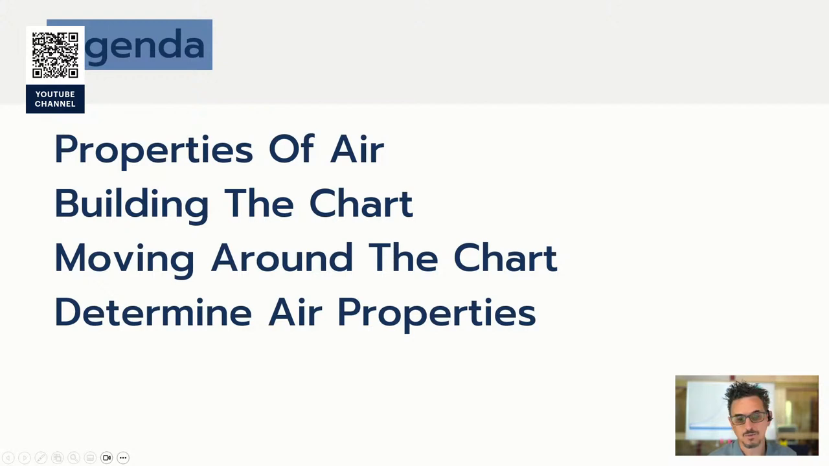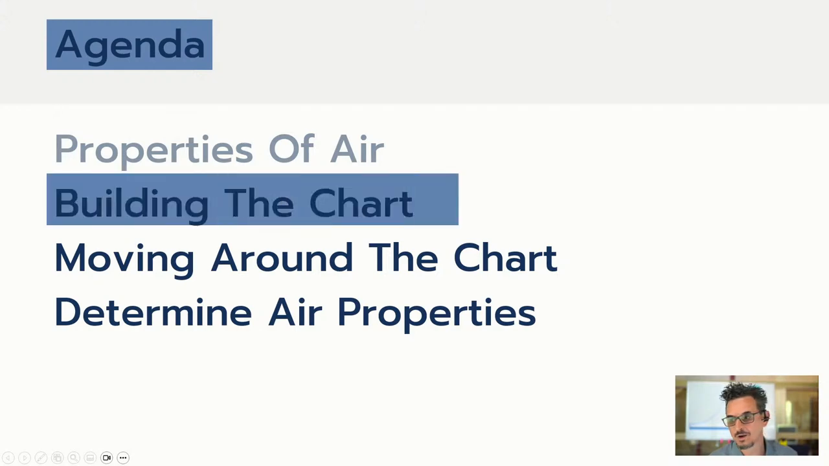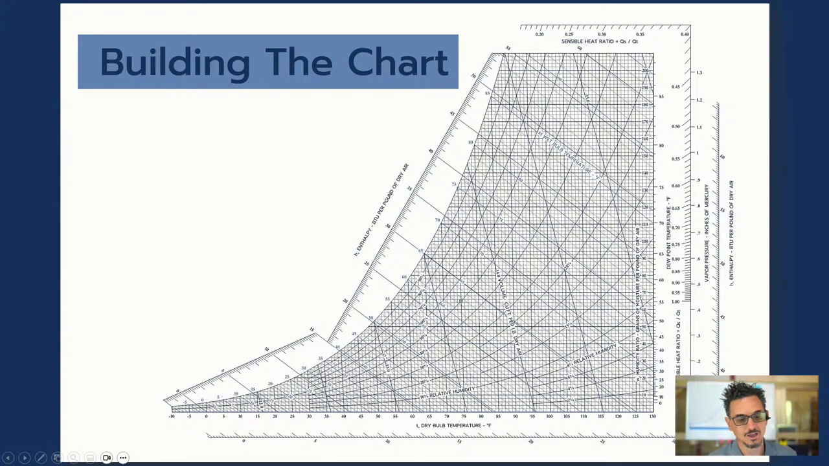All right, so we talked about the properties of air. Now we're going to look at building a psychrometric chart. And this is going to get fun because I get to use the whiteboard, which I haven't used live online yet, so we never know what's going to happen. Okay, so this is a psychrometric chart. If you've never seen one before, or even if you're not familiar with it, it looks extremely overwhelming, right? When you first see it, it's like, what the heck? Where do I start? I don't even know what's going on here.